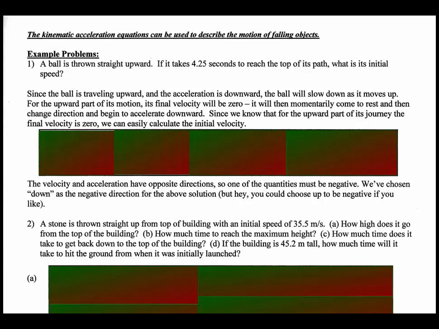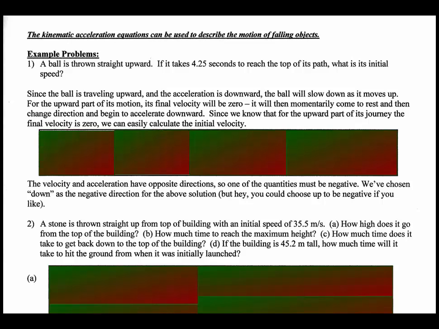It says since the ball is traveling upward and the acceleration is downward, the ball will slow down as it moves up, and we all know that it'll slow down. For the upward part of its motion, its final velocity will be 0. When it reaches the very highest peak, it will have to stop moving so that it can then start to move down. So it will momentarily come to rest and then change direction and begin to accelerate downward.